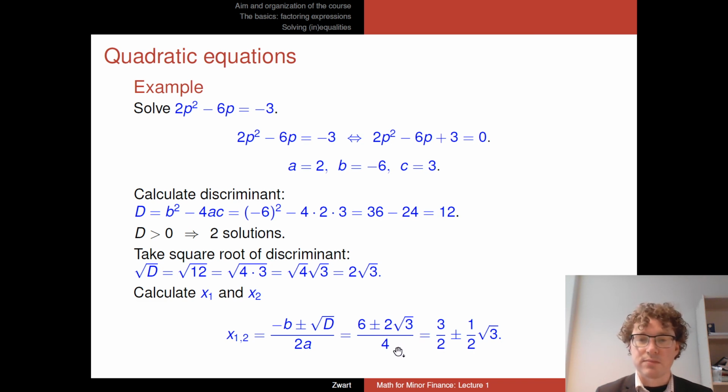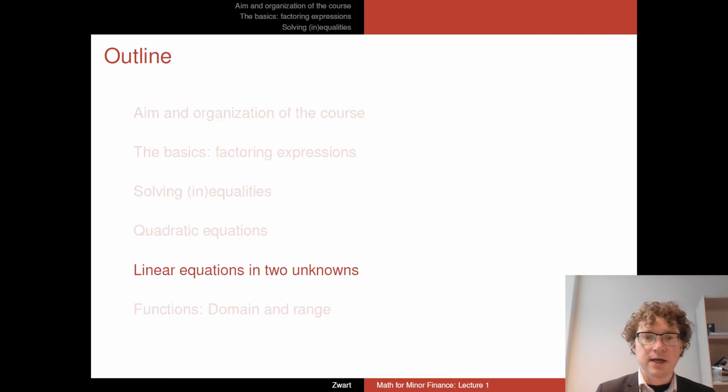divided by 4. If you look at this, you can actually simplify this a bit. I say, well, 6 divided by 4, that's 3 divided by 2, plus or minus 2 divided by 4 times square root of 3, or in other words, a half times the square root of 3. So this is just a reminder basically for you if you forgot how the ABC formula works. So that's something that we're going to expect that you know, or know how to look up at least sufficiently fast that you can use. So that was a quadratic equation. So the next bit is going to be solving linear equations into unknowns.